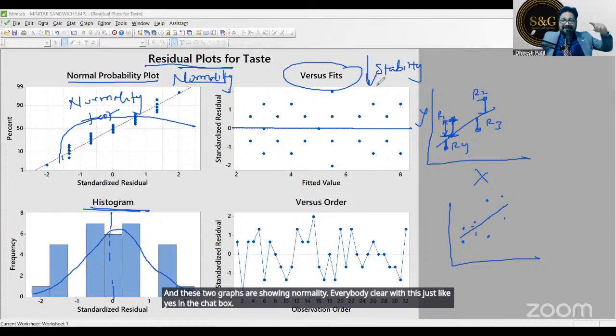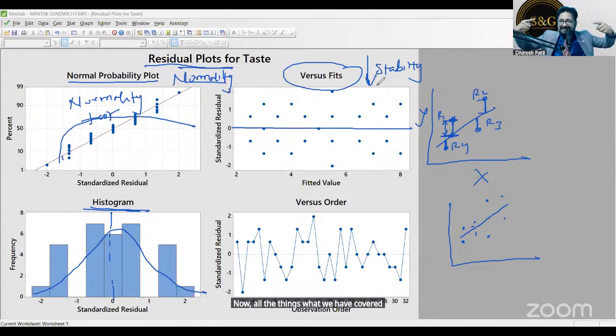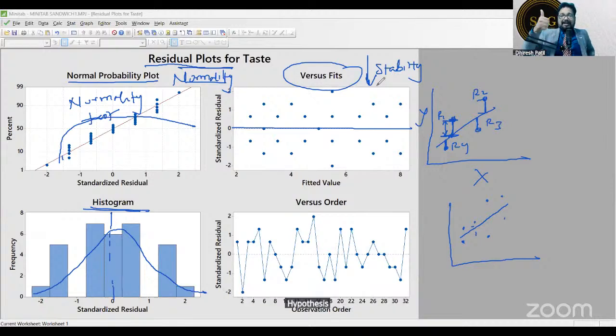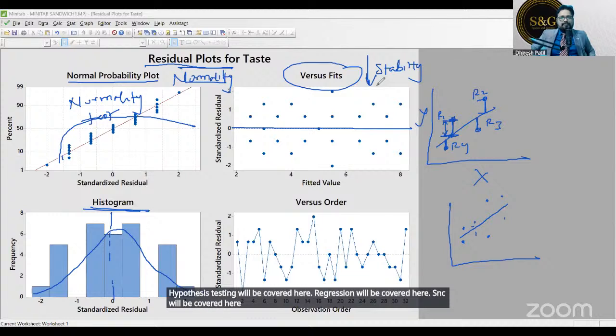Now all the things that we have covered, stability, normality, capability. Remember that S and C, all those things will be covered here. Hypothesis testing will be covered here. Regression will be covered here. SNC will be covered here. Clear? Just type yes in the chat box.